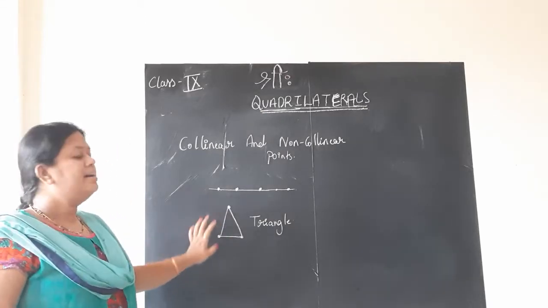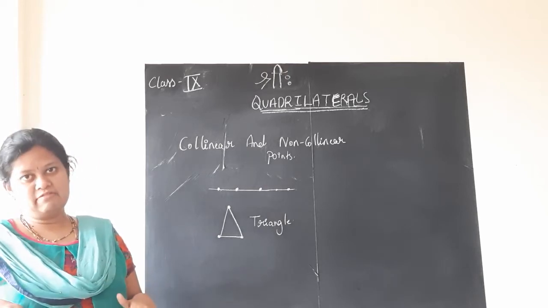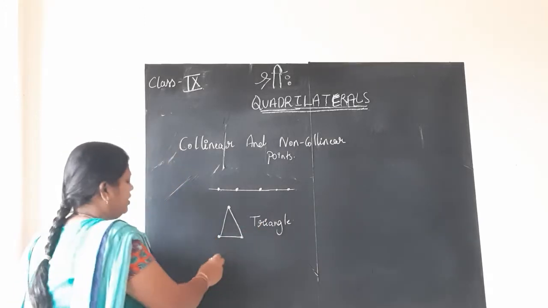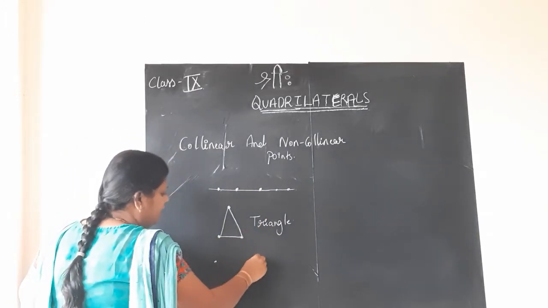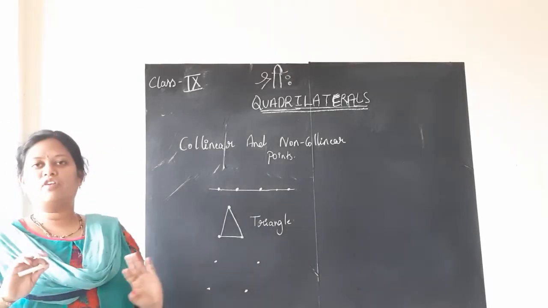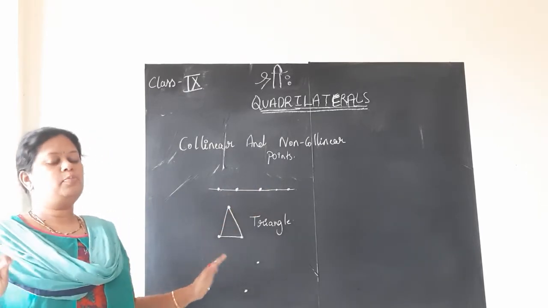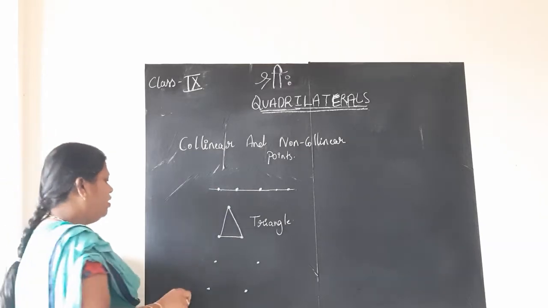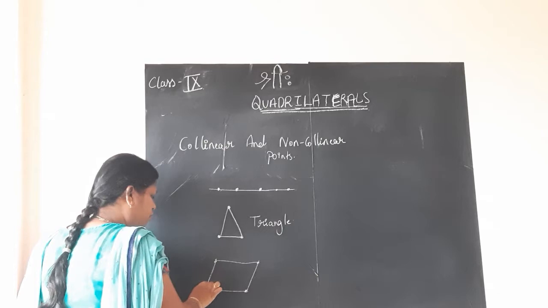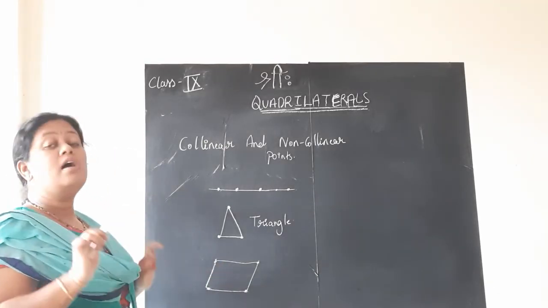Similarly, if you have 3 or more non-collinear points and you join them, what you get is the question. Suppose I have some points like this. See, the points are not collinear. Why? Because when you join them, you don't get a straight line. Such points are called non-collinear points. So, when you join those non-collinear points, children, what you get is a 4-sided figure or a polygon.